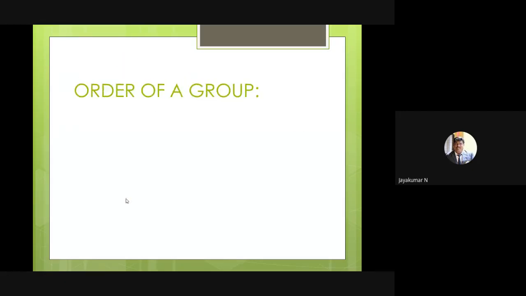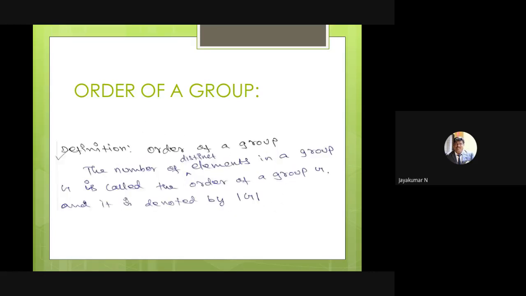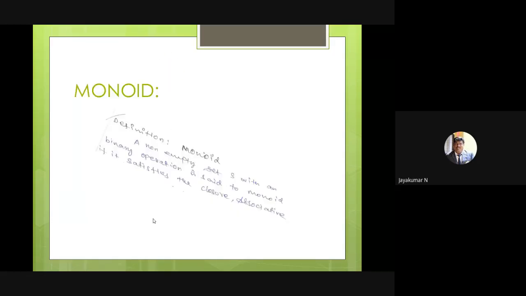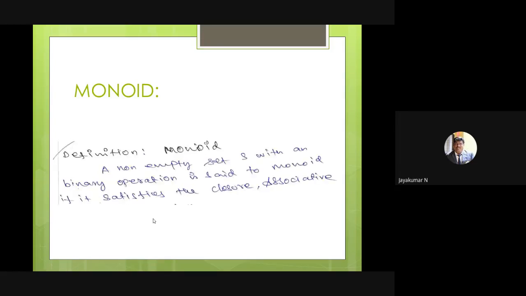Then the order of the group is nothing but the number of distinct elements in that set. If the elements are finite, we say it is a finite group. If the elements are infinite, we say it is an infinite group. A semi-group means a set with a binary operation satisfying closure and associative, that is called a semi-group. A monoid means a set with a binary operation satisfying closure, associative, and identity axiom. Here the inverse axiom is missing, so that we call a monoid.